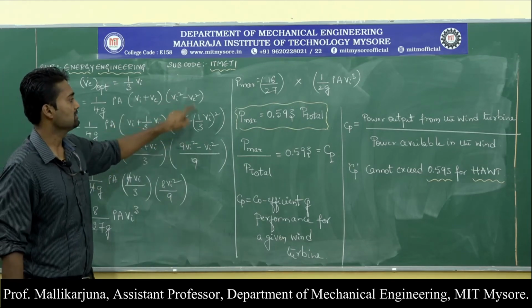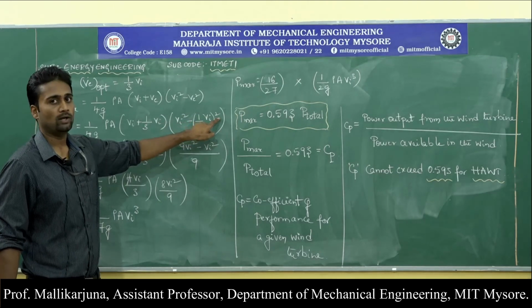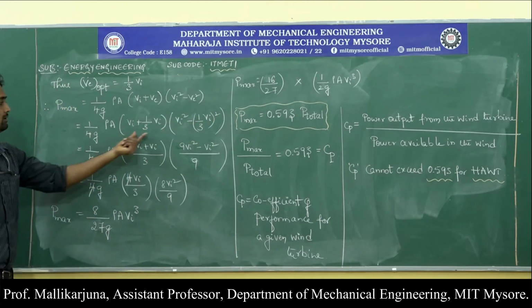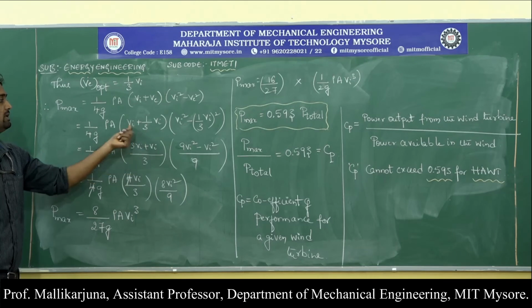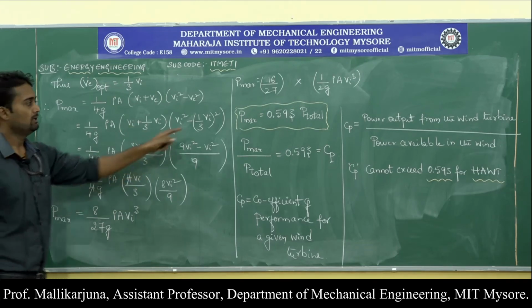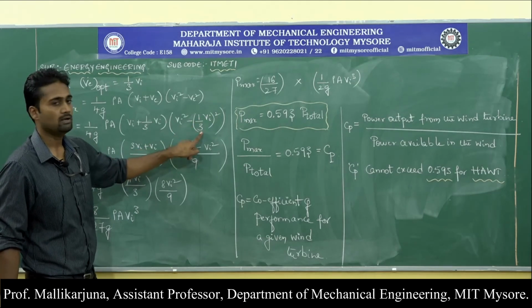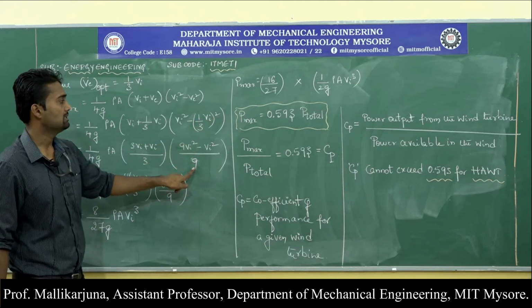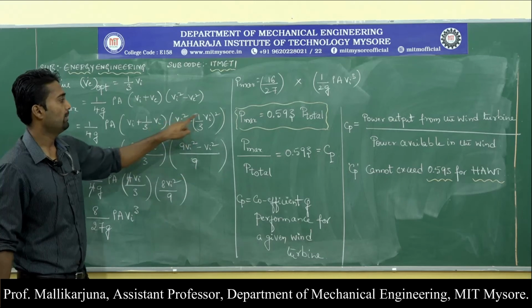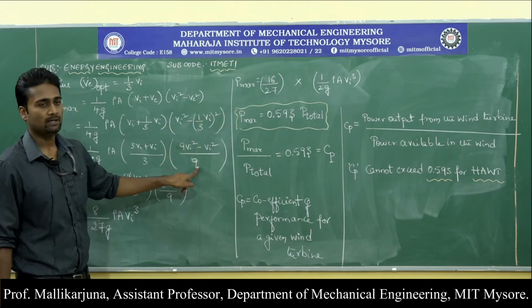Vi square minus 1/3 Vi whole square. Solve the equation. Take the LCM over here: 3Vi plus Vi divided by 3. Now it is 1/3 whole square. 1/3 whole square is 1/9 Vi square. 9 is the LCM: 9 Vi square minus Vi square divided by 9.